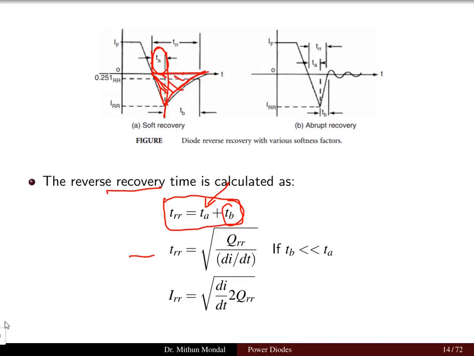So reverse recovery time and reverse recovery current, these equations are important, given by TRR is equal to square root of 2 times whatever the charge is stored here, QRR divided by di by dt. This is the general equation coming from the charge current relationship, whereas the current IRR is given by the square root of di by dt into 2 into QRR. So QRR is the reverse recovery charge which is present from the time zone T2 to time zone T3.